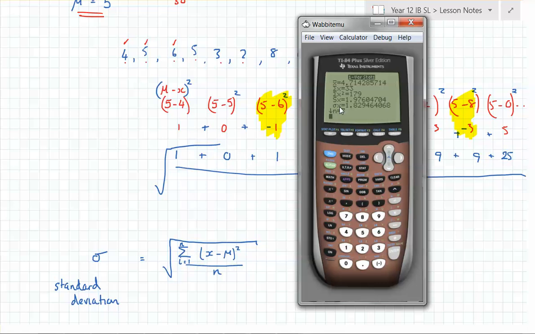So next time I see you, make sure that you remember how to do that, and then we'll talk about how we apply it to the questions in the book and properties of standard deviation.